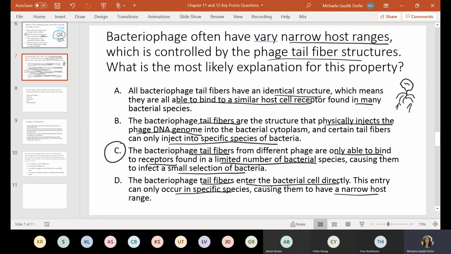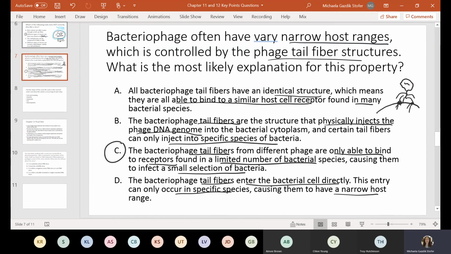The key step for host range is attachment of the viruses. And so that's why we care about the tail fibers here, because if we have a bacterial cell, it's the tail fibers that are binding to receptors on the bacterial surface and doing the attachment. Okay, so remember that attachment step was key for viruses, both for beginning replication, but also for defining what they can replicate in. So what is their host range? What species can they affect?